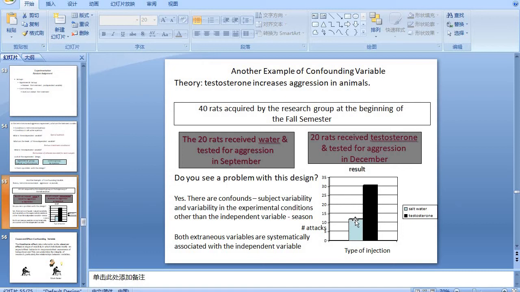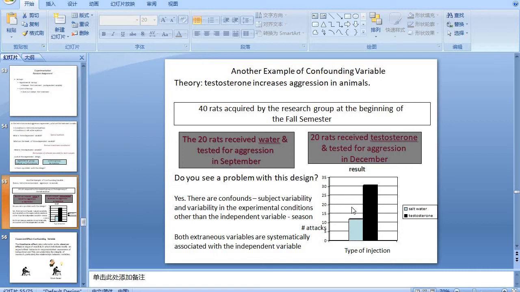Suppose this is the data. The data looks really good. With the saltwater injection, this group is less aggressive. They show less aggression than the testosterone group. What's your conclusion? Can you draw the conclusion that it is the type of injection? That the difference is created by testosterone injection versus saltwater injection? No. In this case, you have confounding variables.